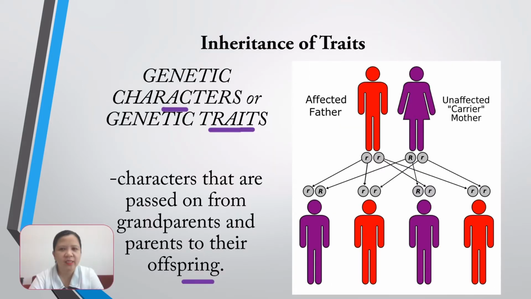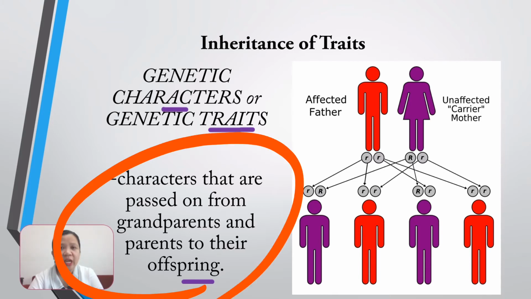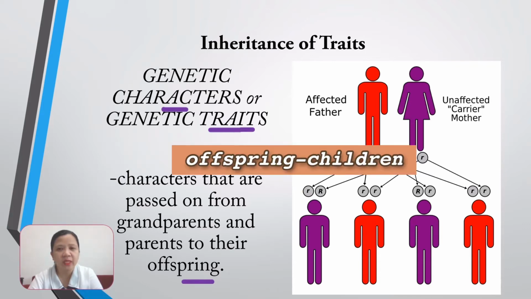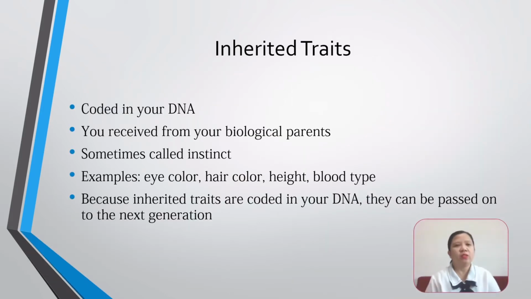Inheritance of traits. Traits are also what we call the genetic characters, or genetic traits. These are the characters that are passed on from grandparents and parents to their offspring. When we say offspring, these are the children. So let's have inherited traits.